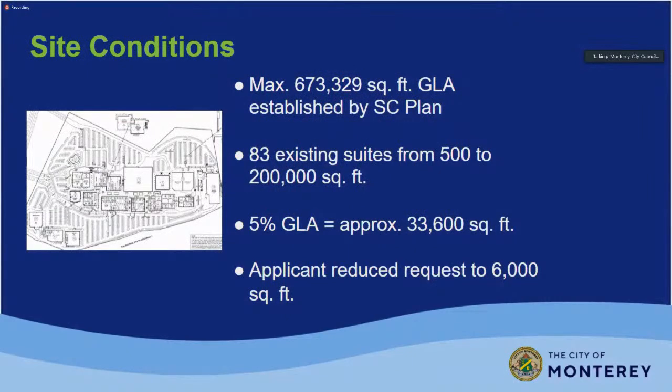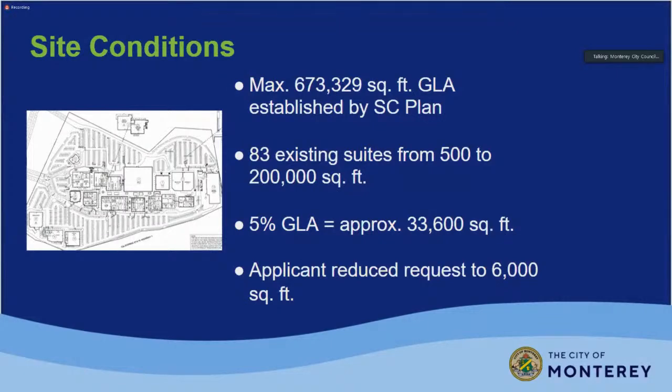It says the applicant reduced the request to 6,000 square feet. Are you talking about the applicant of the Del Monte Shopping Center with their 5% GLA? They reduced the overall 33,600 square feet from their total gross. Correct. So it would be a maximum of 6,000 square feet allocated for just professional office uses. Okay, so just that segment of the profession.